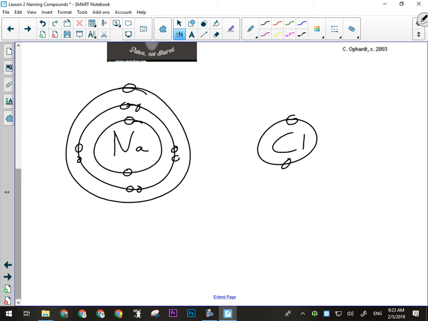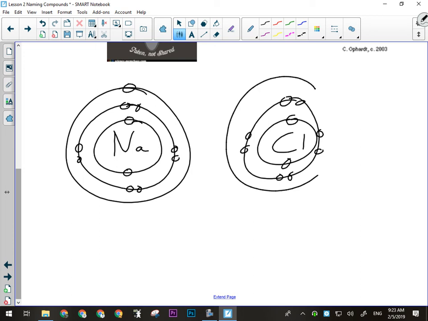Okay, chlorine has 17 electrons. So it's got 2 in the first shell. It's got 8 more in the next shell. Sorry, that's not a very good drawing. And it's got 7 in a shell that can hold 8. Easier to find a home for 7 or pick up 1? Pick up 1. That's why they get along so well.